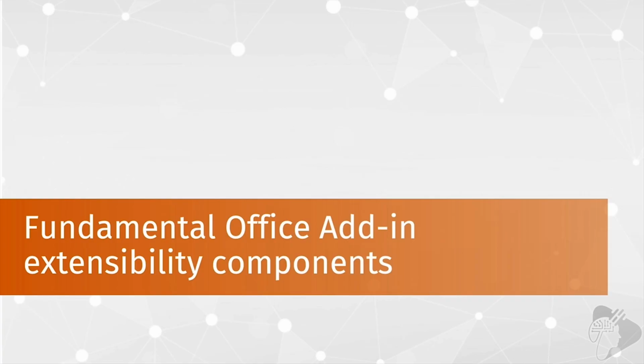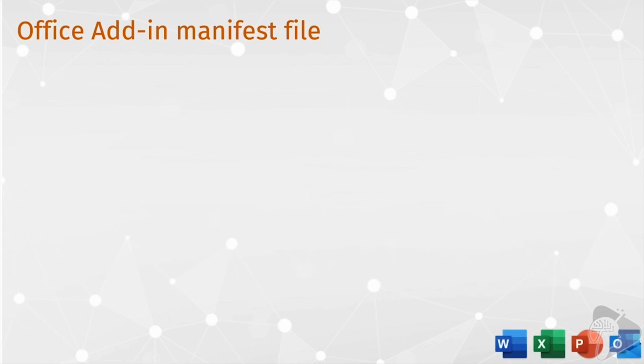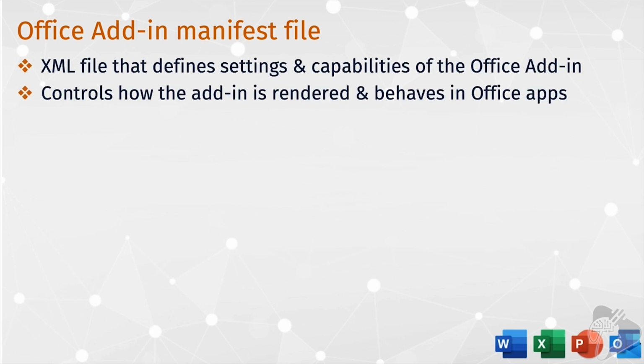Now, let's look at some fundamental extensibility components. These are things that are either used in all your add-ins or you can use optionally in just some add-ins. So these are not specific to any Office application or any specific extensibility type. So the Office add-ins XML manifest is going to define the settings and capabilities in the add-in. This manifest file, every single add-in has to have one of these. You can configure it to control how your add-in is rendered and behaves in the target Office applications.